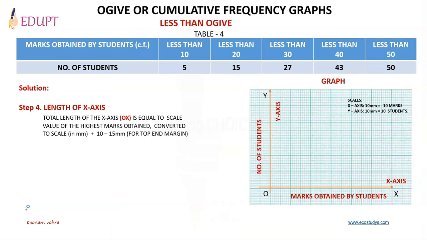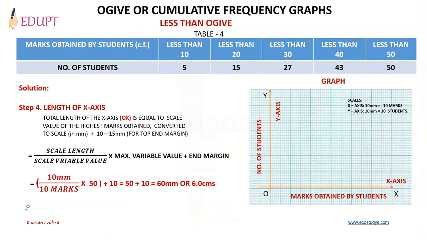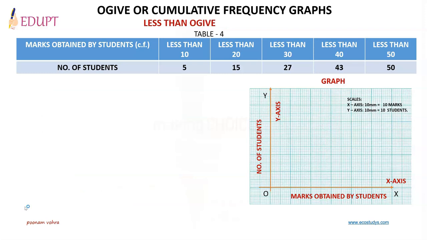Then you have to decide about the length of x-axis, which is scale length divided by scale variable value into maximum variable value plus end margin. Scale length is 10 millimeters divided by 10 marks into 50 plus 10, which is the margin. That makes it 60 mm or 6 centimeters. So length of x-axis is 6 centimeters.